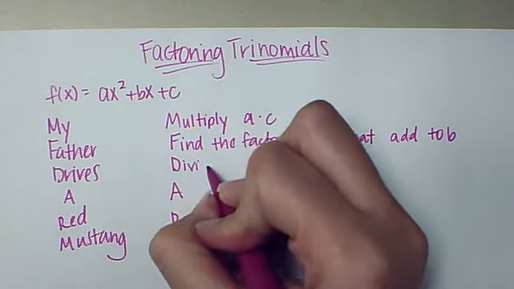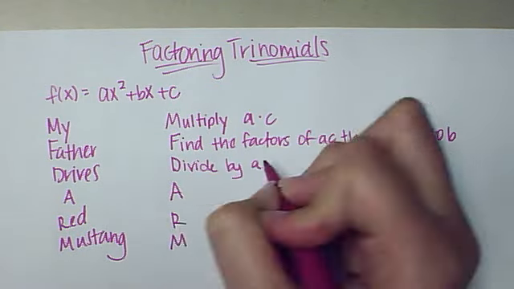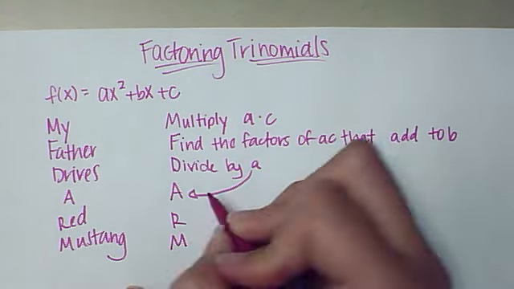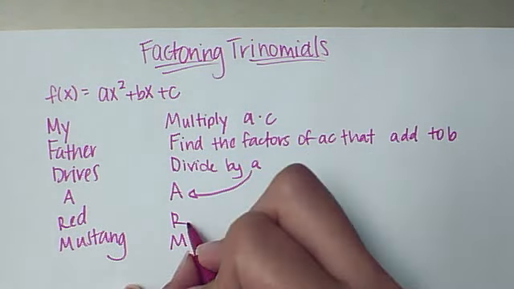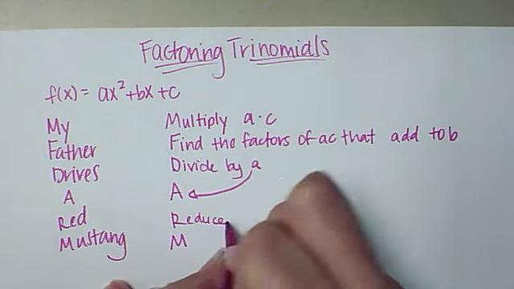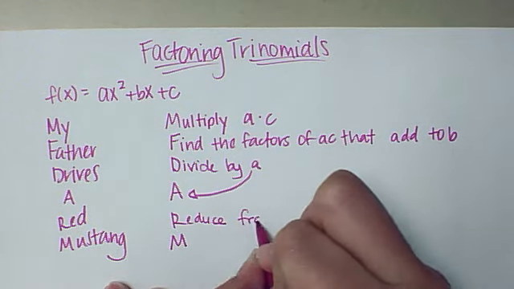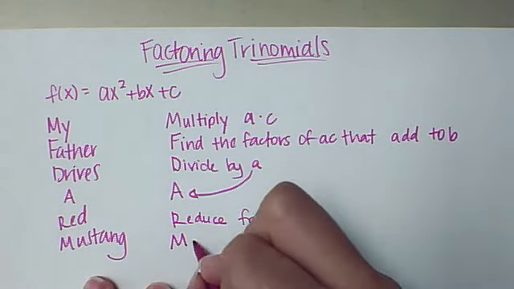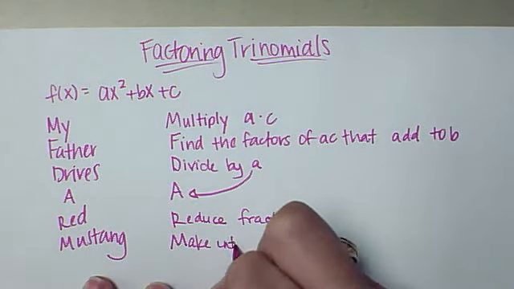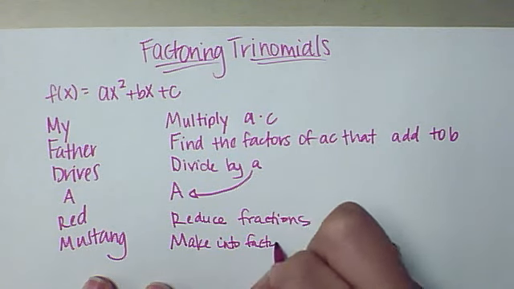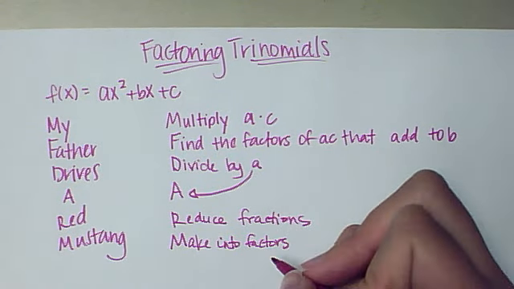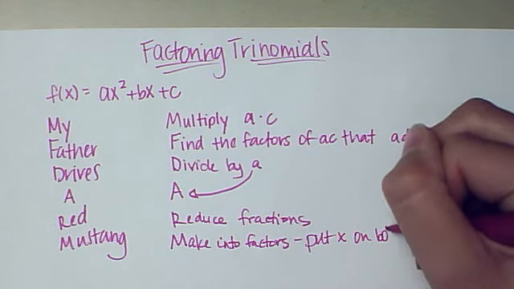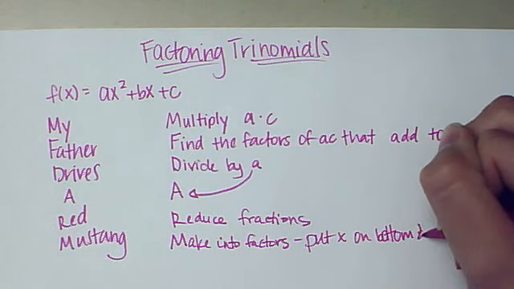D is to divide by A, and that A comes from right here. So divide by A. R stands for reduce your fractions, and M stands for make into factors. To do that, you're going to put x on bottom and read up.